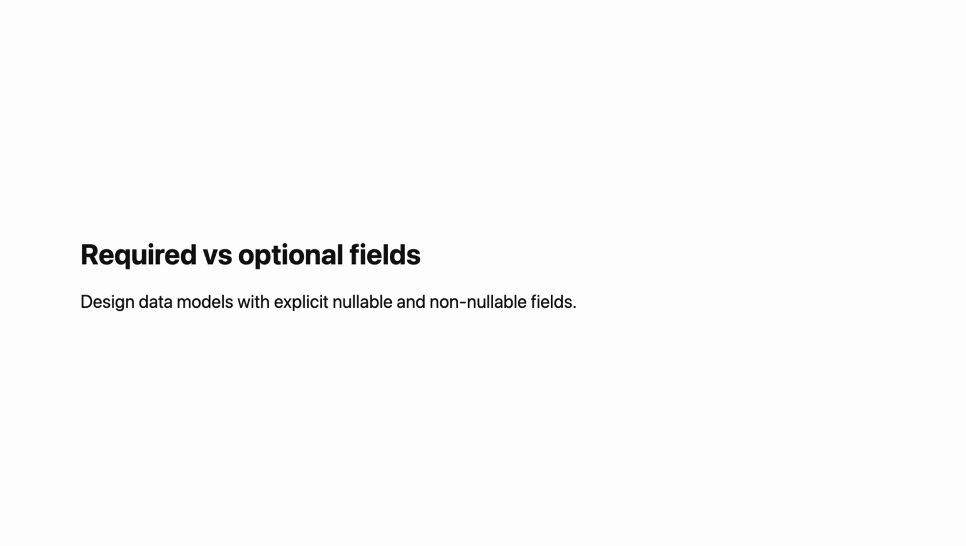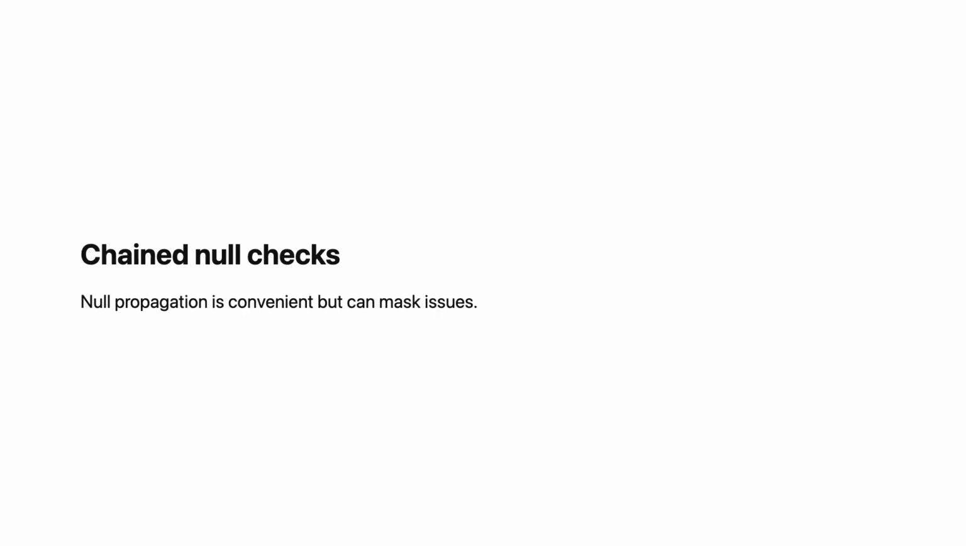One null can lead to many null checks. If user might be null, and user.address might be null, and address.city might be null, you need checks at every step. User?.address?.city?.uppercase. This is null propagation. If any step is null, the whole expression is null. You do not crash, you get null.